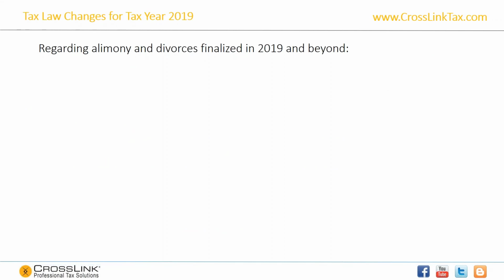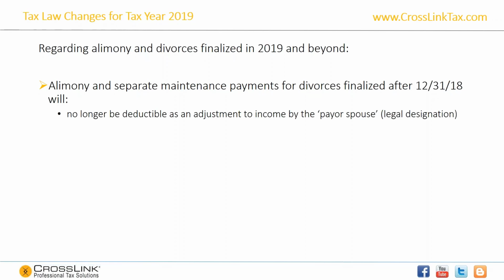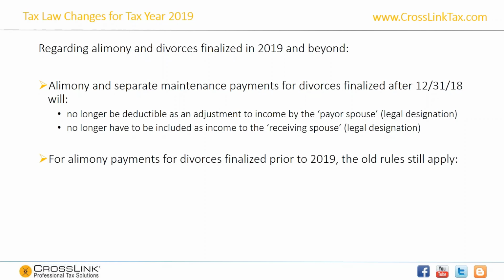And the next thing that we're going to talk about is regarding alimony and divorces finalized in 2019 and beyond. Alimony and separate maintenance payments for divorces finalized after 12/31 of 2018 will do the following. First of all, no longer be deductible as an adjustment to income by the payer's spouse. That's the legal designation of the person that's paying out. On top of that, no longer have to be included as income to the receiving spouse, with, again, the legal designation. For alimony payments for divorces finalized prior to 2019, the old rules will still apply.